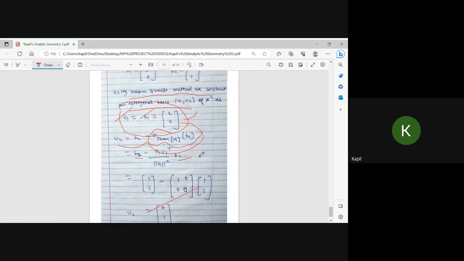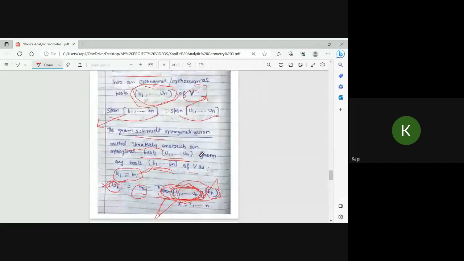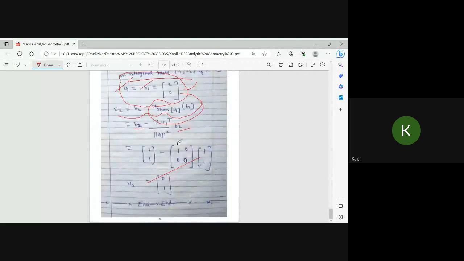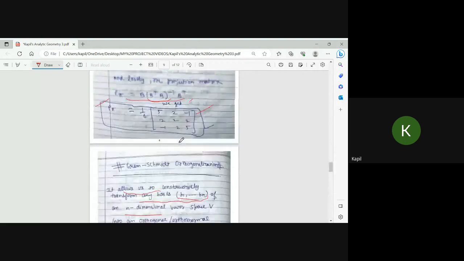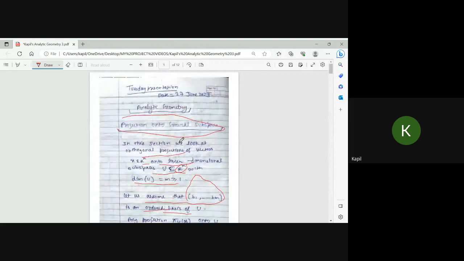So this was the whole concept of the Gram-Schmidt orthogonalization. We can transform a basis into an orthogonal basis. This was the end of the topic regarding Gram-Schmidt. One more topic remains. I will continue in the next presentation with rotations in analytic geometry.